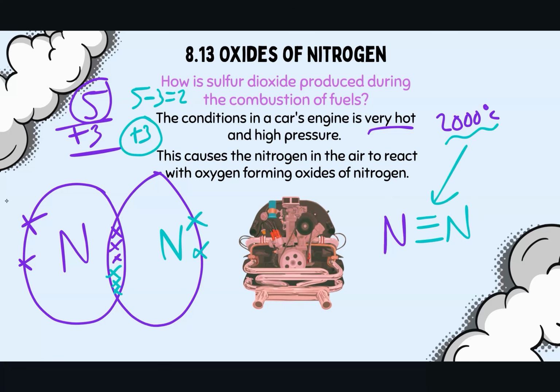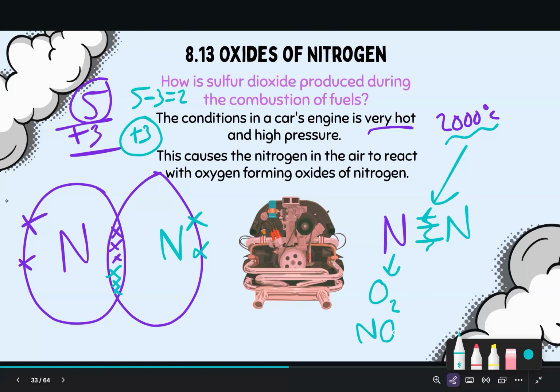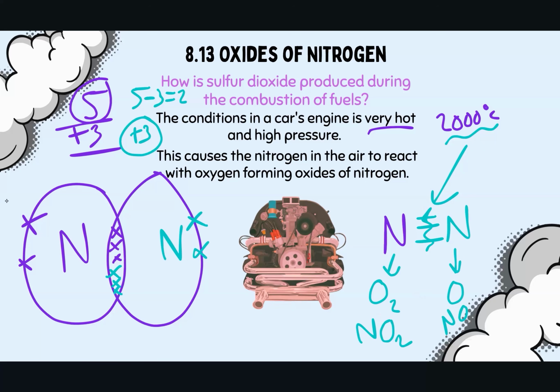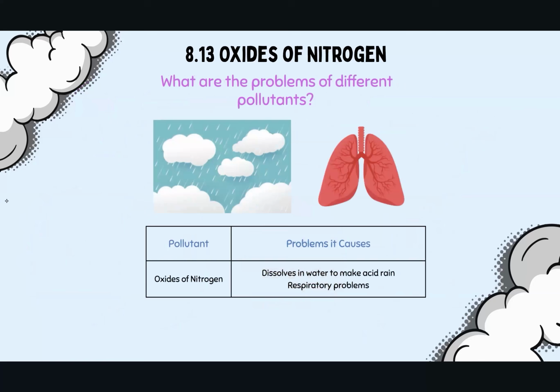So whenever there's thunder and lightning, some of you may have noticed a certain smell in the air. That smell in the air is nitrogen being broken apart and then attaching to oxygen to make NO2 or NO, so the oxides of nitrogen. Now, they also, like sulfuric acid, dissolve in the rain to make acid rain, and they cause respiratory problems.